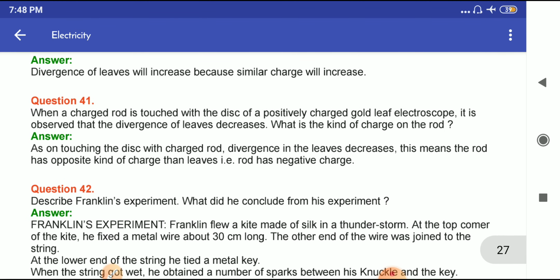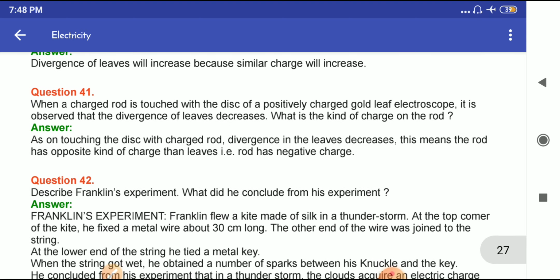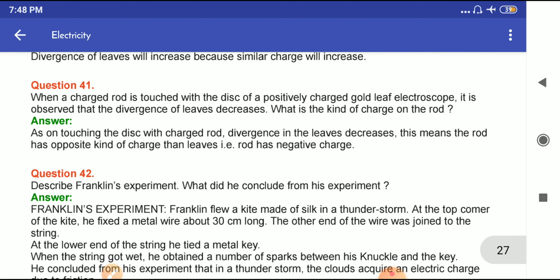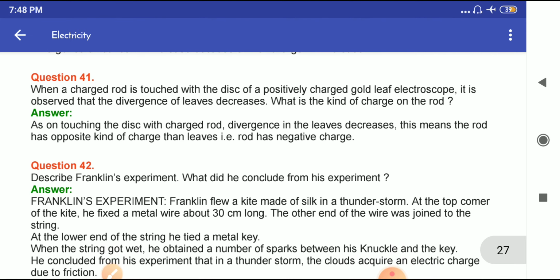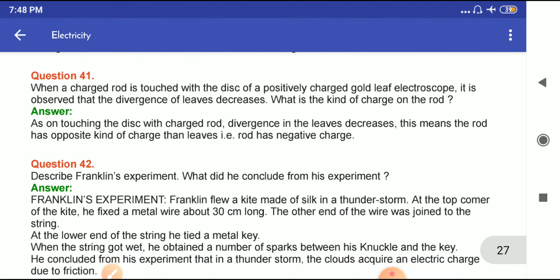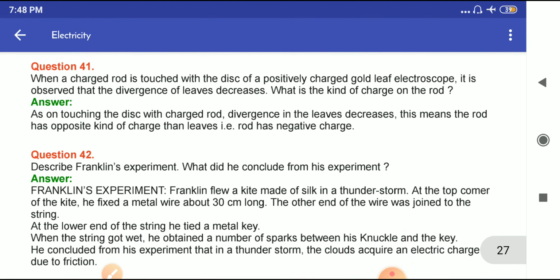Now question number 41. When a charged rod is touched with the disc of a positively charged gold leaf electroscope, it is observed that the divergence of the leaves decreases. What is the kind of charge on the rod? As on touching the disc with the charged rod, the divergence in the leaves decreases, this means the rod has the opposite kind of charge to the leaves, that is, the rod has negative charge.